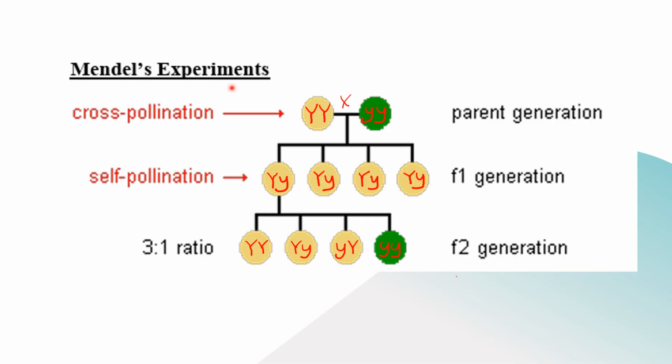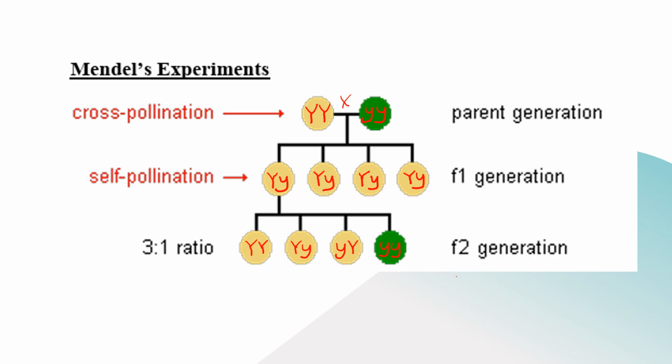Let's consider Mendel's experiment with an example. In the parent generation, a pure dominant yellow pea plant is cross-pollinated with a pure recessive green pea plant. When they are cross-pollinated, we get hybrid varieties, all of the same type, in the F1 generation. They are again self-pollinated, and in the second generation we get 4 varieties, in the ratio 3:1.